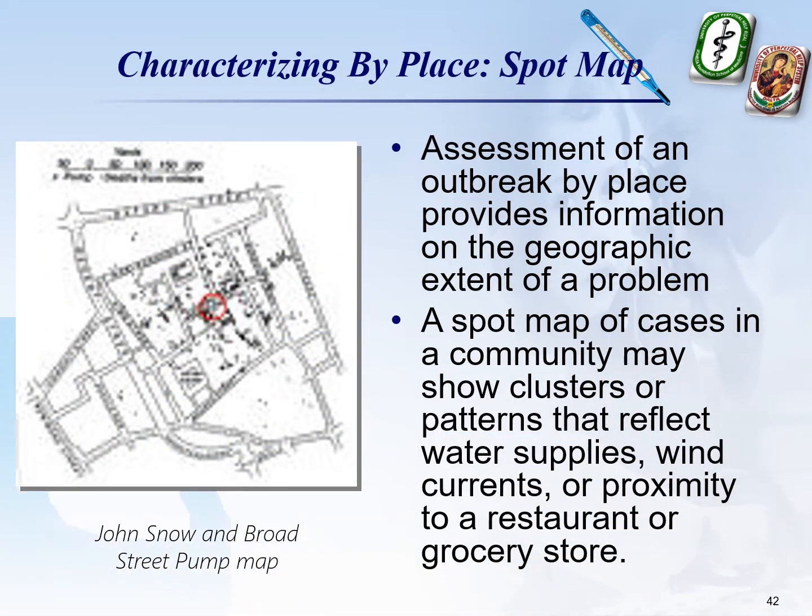A spot map is important in characterizing outbreaks by place. It provides information on the geographic extent of a problem and may also show clusters or patterns that provide clues to the identity and origins of the problem. A simple and useful technique for looking at geographic patterns is to plot on a spot map of the area where the affected people live, work, or may have been exposed. A spot map of cases in a community may show clusters or patterns that reflect water supplies and currents or proximity to a restaurant or grocery store.